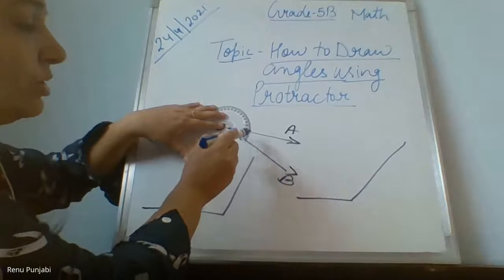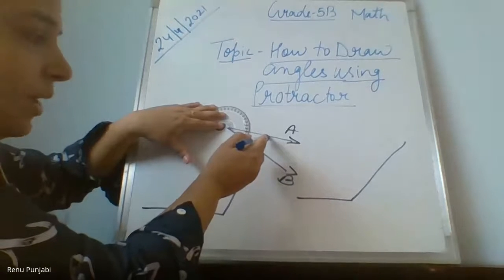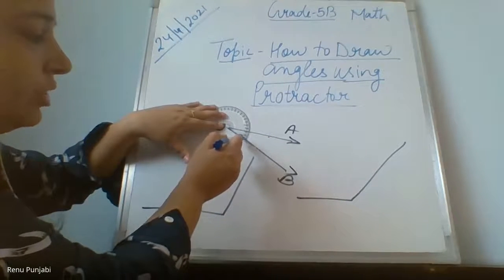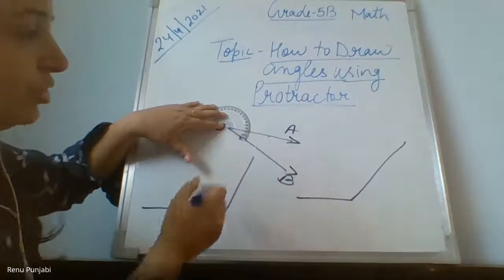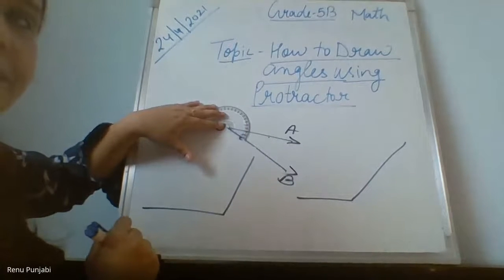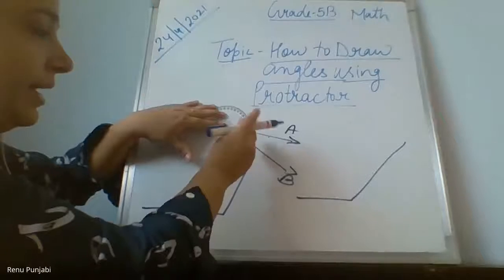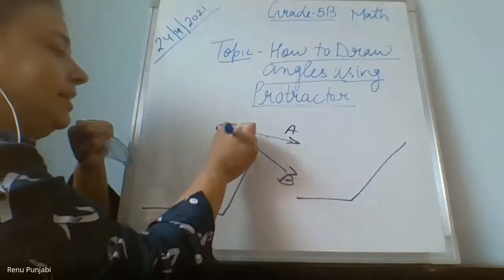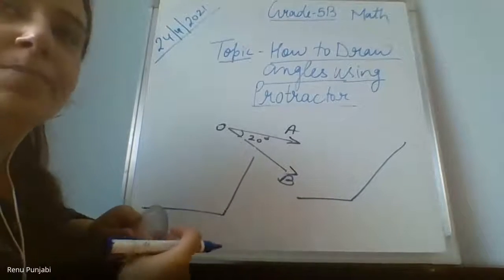So now I want to see where my next ray is going on the inner scale. It's on 0, 10, 20. So which degree is it? How many degrees is it now? It is on 20. Yes, it is 20 degrees. Got it?